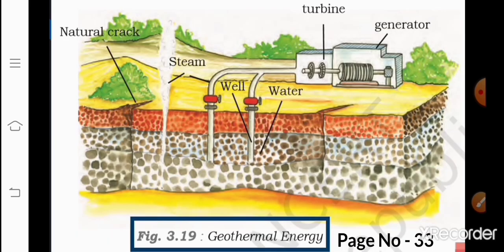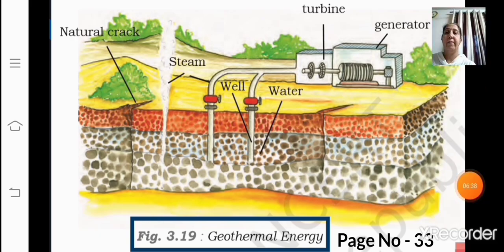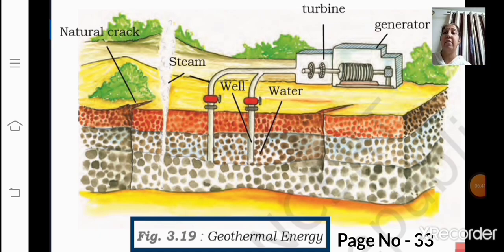See here, the geography diagram that is given in your textbook also, page number 33, geothermal energy. While drawing this diagram, children, you have to show each and everything, the labeling, the neatness, everything should be well, okay? Even the layers of the earth should be shown properly. Under the earth's crust, everything should be shown properly while drawing, okay? So each and every part, that is natural crack, steam, well, water, turbine, generator, each and every part should be labeled well, and it should be drawn neatly and clearly.